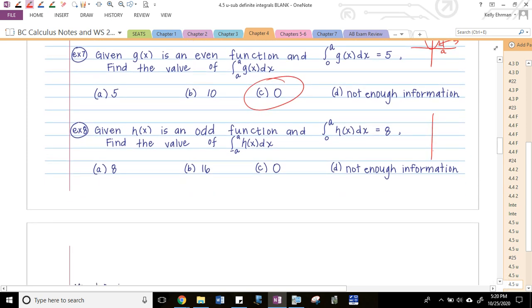H of x is odd. Odd is something like this. 0 to a, that area is 8. Find the value from negative a to a. That has to be, since it's an odd function and we know it's symmetric, an area of negative 8 plus 8, net area of 0.